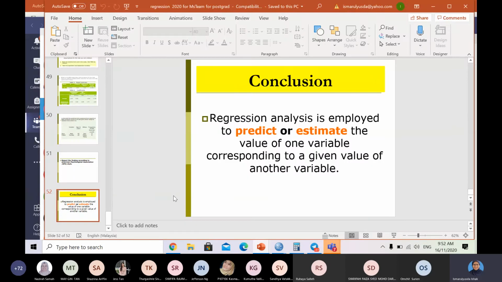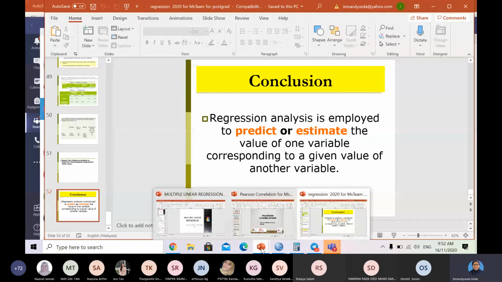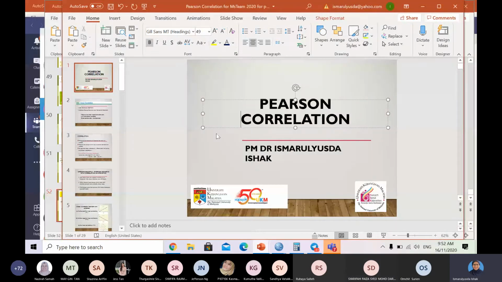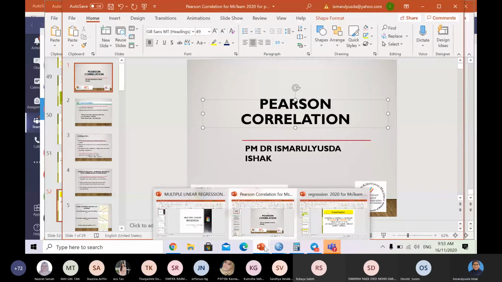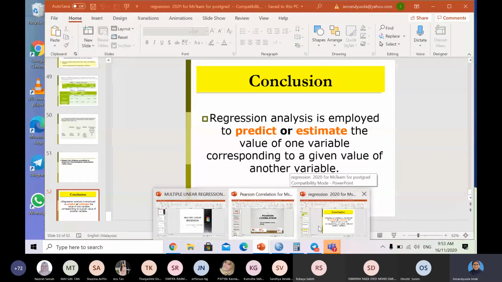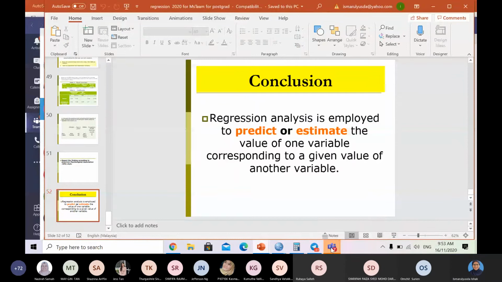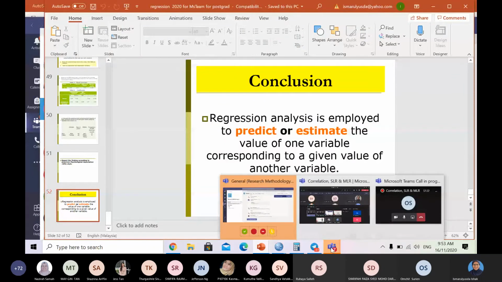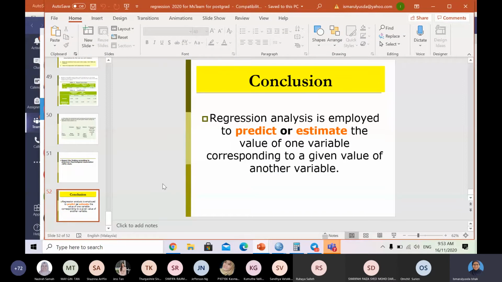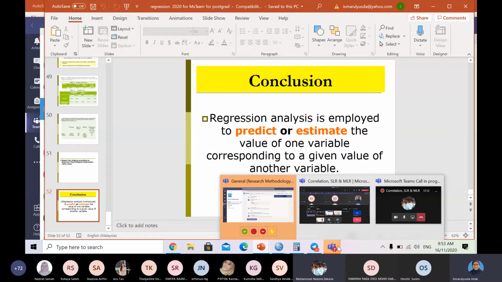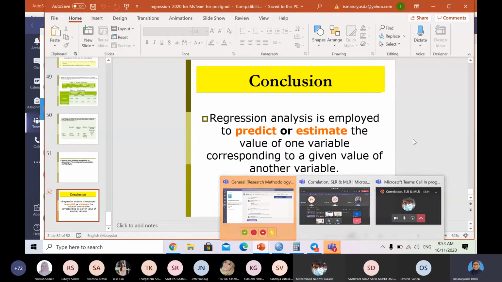Okay. Do you want to break for two minutes, take a stretch? Do you have questions for the regression? Any questions about regression? Doktor, I have a question. Who is this? I'm Nazmi. Yes, Nazmi.